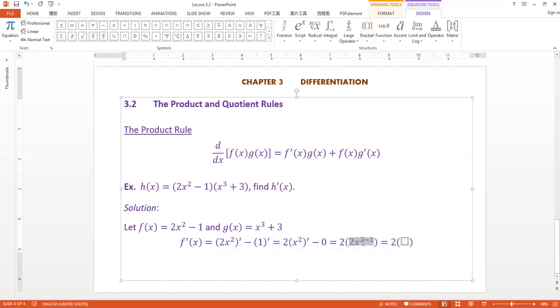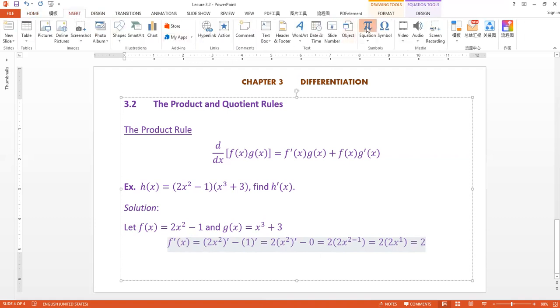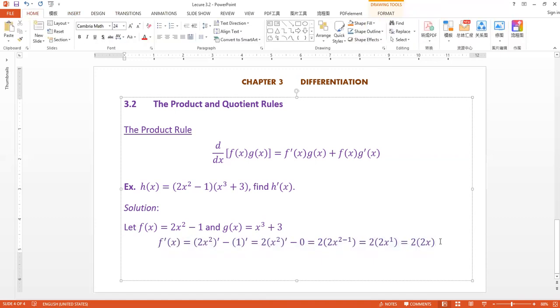So just write everything step by step. So we got 2 times 2x to the 1. As I said, x to the 1 is just x. So we got 2 times 2x. And that will be what? 2 times 2x. So we got 2 times 2, which is 4. So the answer is 4x. All right.